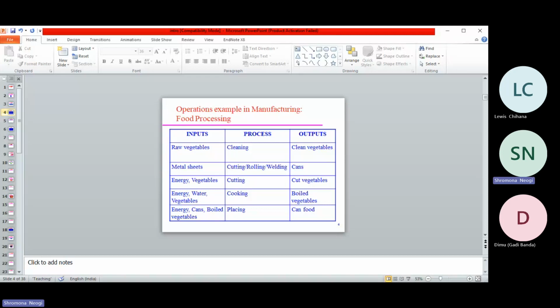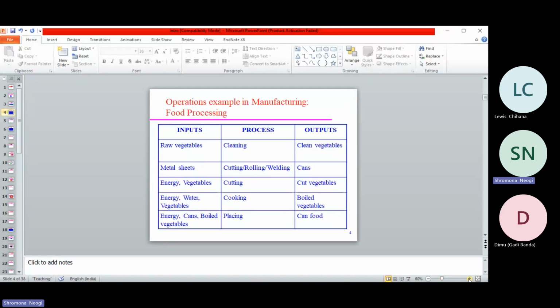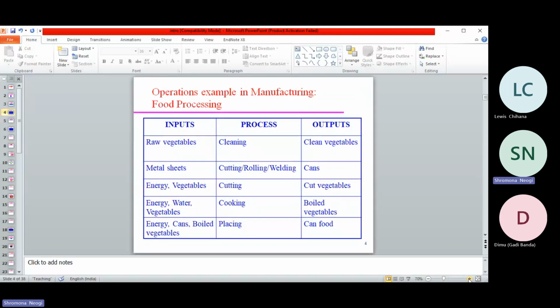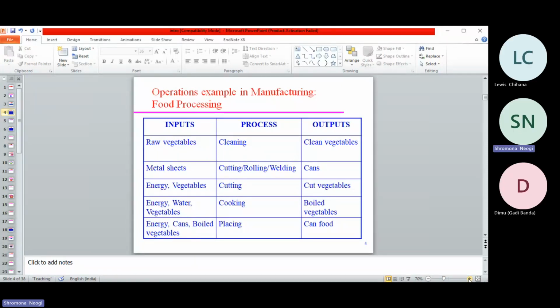Then cleaning, what is the process? Cleaning for raw vegetables, for metal sheets, cans and all. That is how you process them. And then in the end, what outputs can you get from there, right? So this is a typical operations example in a manufacturing unit. I'll just extend it a little more to make it clearly visible. If it is not visible on the screen, you can let me know. So you see, a typical operations example in manufacturing food processing.